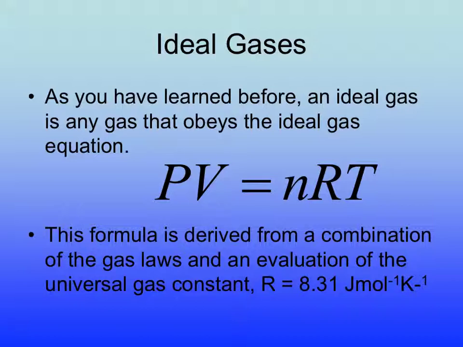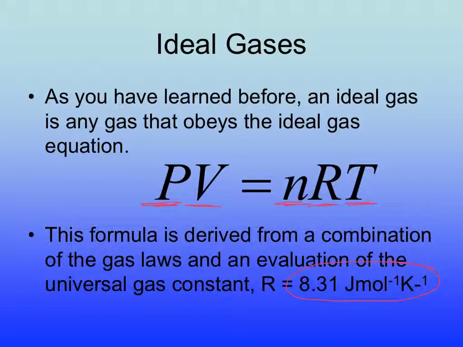In this particular equation, P is the pressure of the gas. That's this right here. V is the volume of the gas. N is the number of moles of gas. R is a constant, the universal gas constant, which is down here at the bottom, 8.31 joules per mole Kelvin. And T is the temperature.